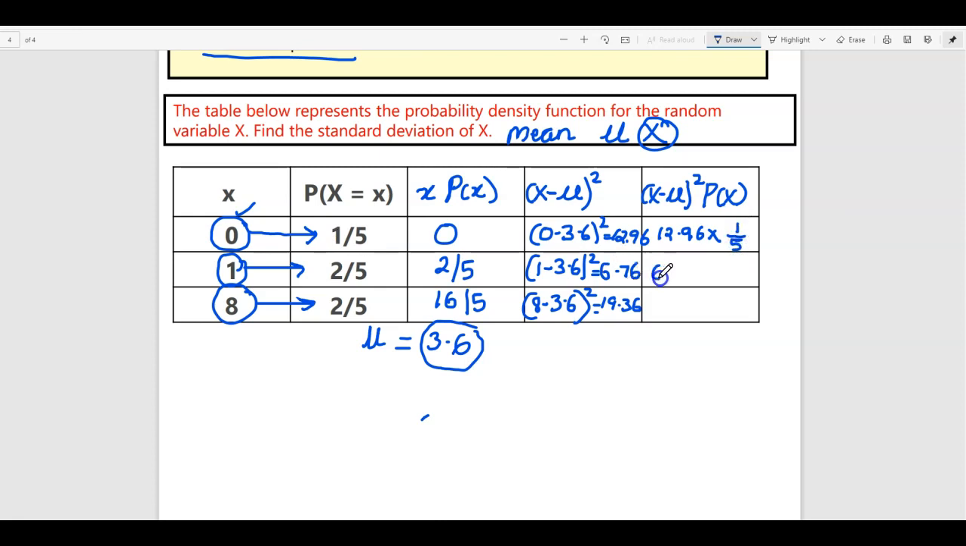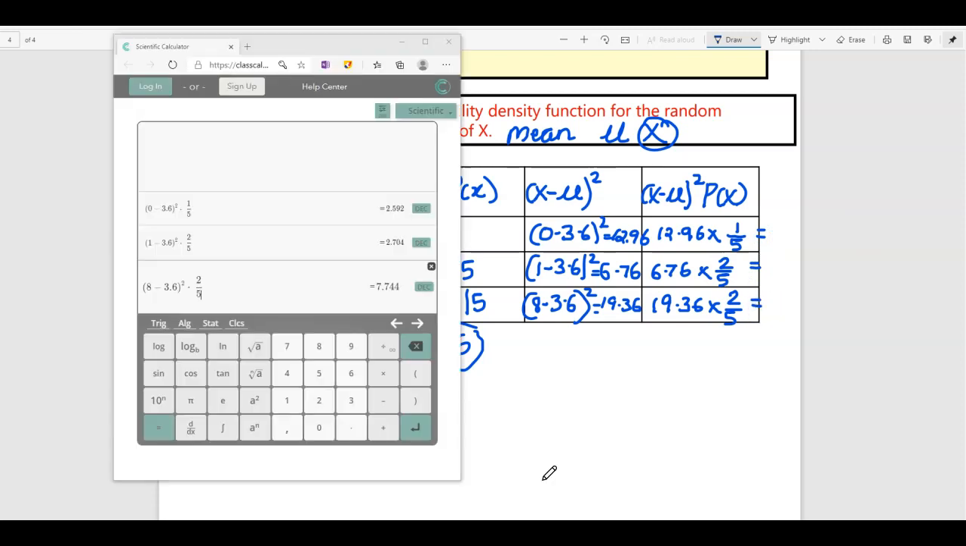The next is 6.76 times, what's the probability? 2 over 5. The next is 19.36, and the probability is 2 over 5. So let me go ahead and write the answers here. Let me plug them in class calc and be right back.